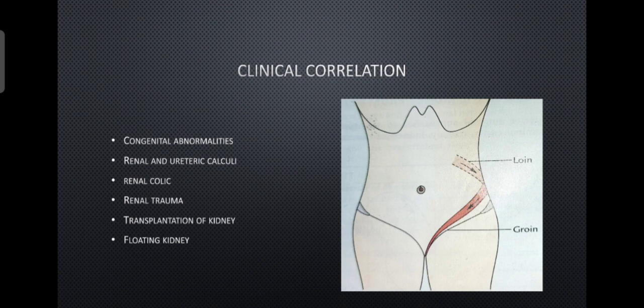So in this process, the failed kidney is not removed. Only the new kidney is kept in position, and blood supply is ensured to it, with the arterial and venous supply given to the new kidney, that is the donor kidney. Okay, and the old kidney is not removed. So this is the process of transplantation of kidney.